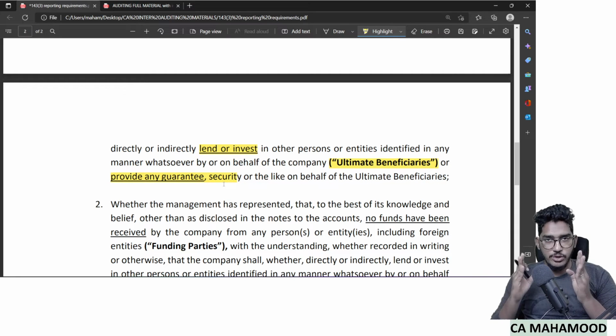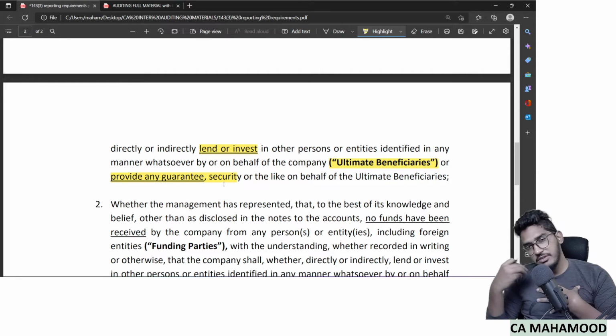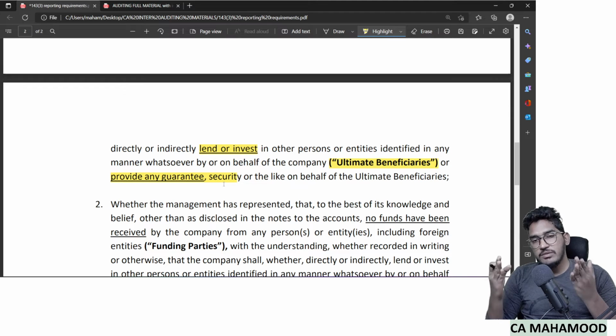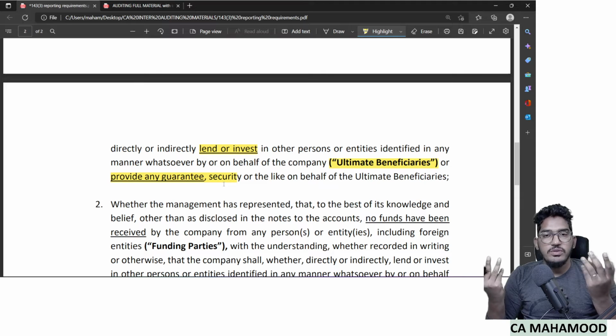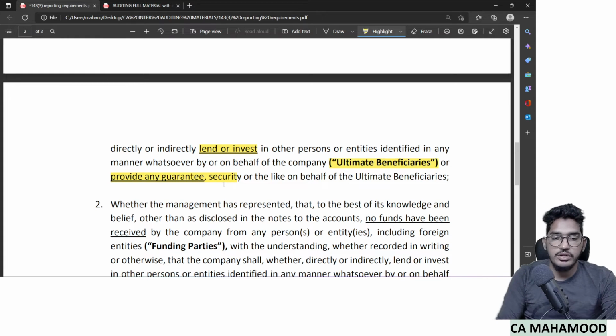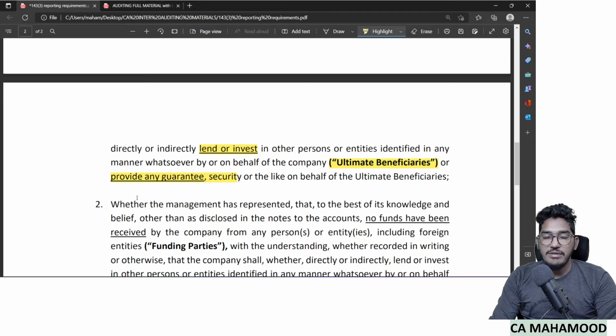So I told you the final summary also. My client company wants to do some favor to the ultimate beneficiary, but instead of doing it directly, they have created one intermediary in between. So whether your client has indulged in these kinds of transactions, ask the management to give a confirmation and report that here. Clear? Next, second point.